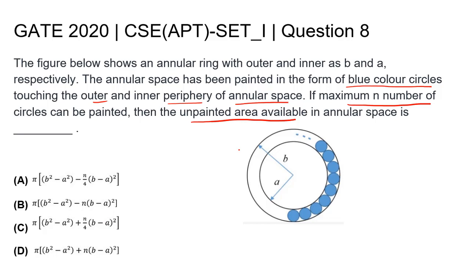So it's a very basic problem on the properties of a circle. We know if we consider a circle of radius r, then the area of the circle is pi r square. So just using this formula we can solve this problem very easily. Let's look at the problem now.